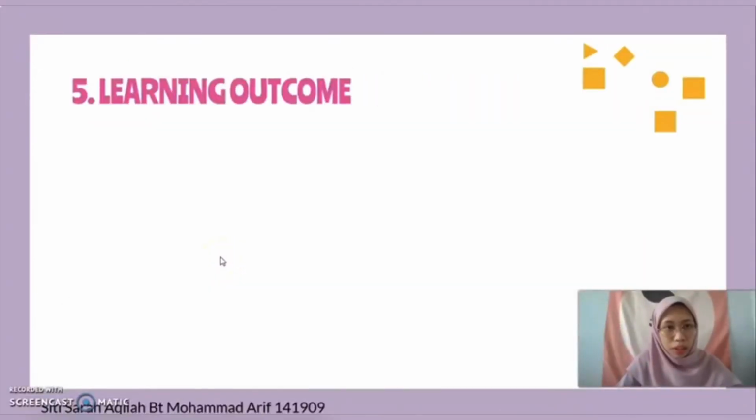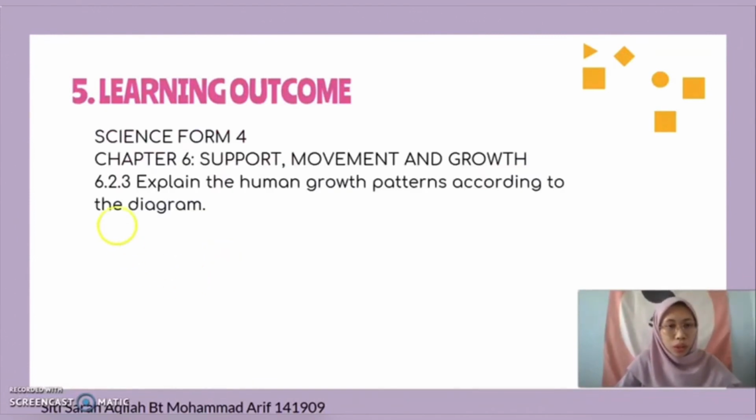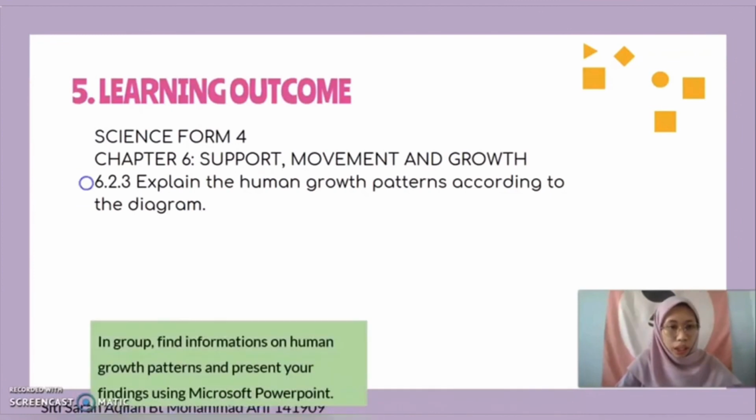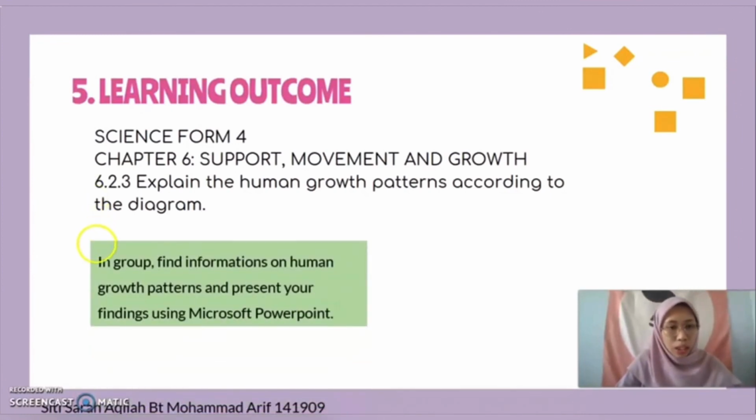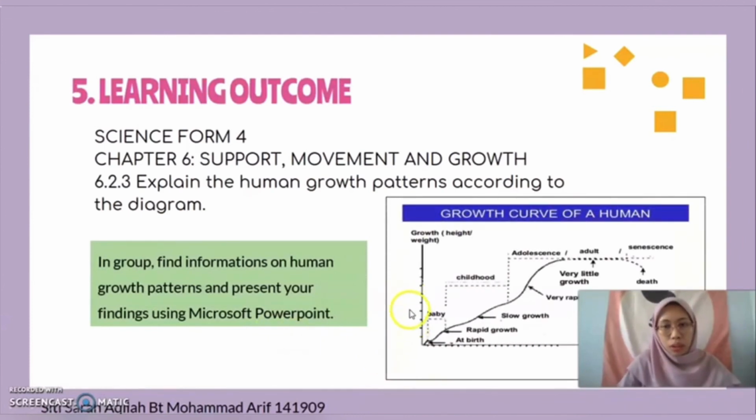Next, I'm going to continue with the last learning outcome for the performance-based assessment. I'm choosing Subject Science Form 4, Chapter 6, Support, Movement and Growth, Learning Outcome 6.2.3, explain the human growth patterns according to the diagram. The question is, in groups, find information on human growth pattern and present your findings using Microsoft PowerPoint. So, students will be given a graph which is a growth curve of a human.